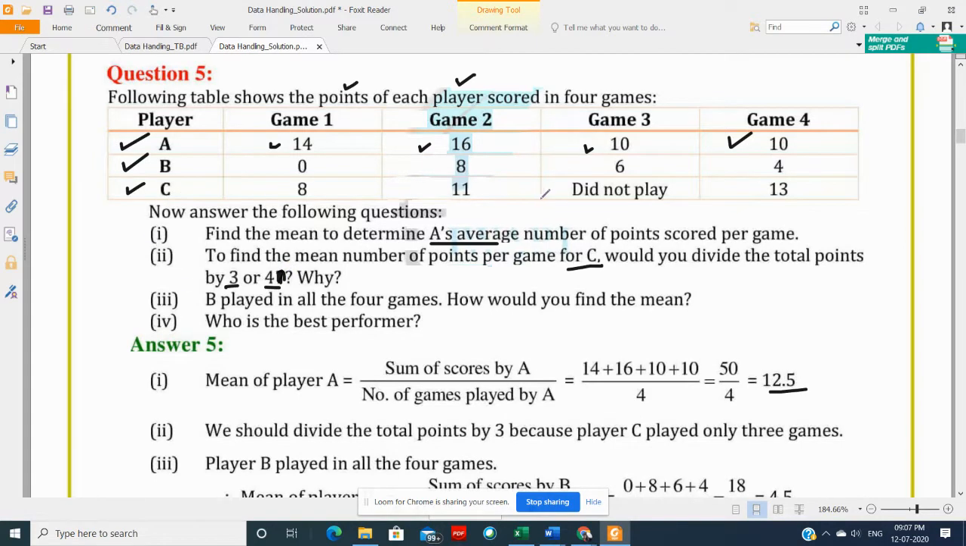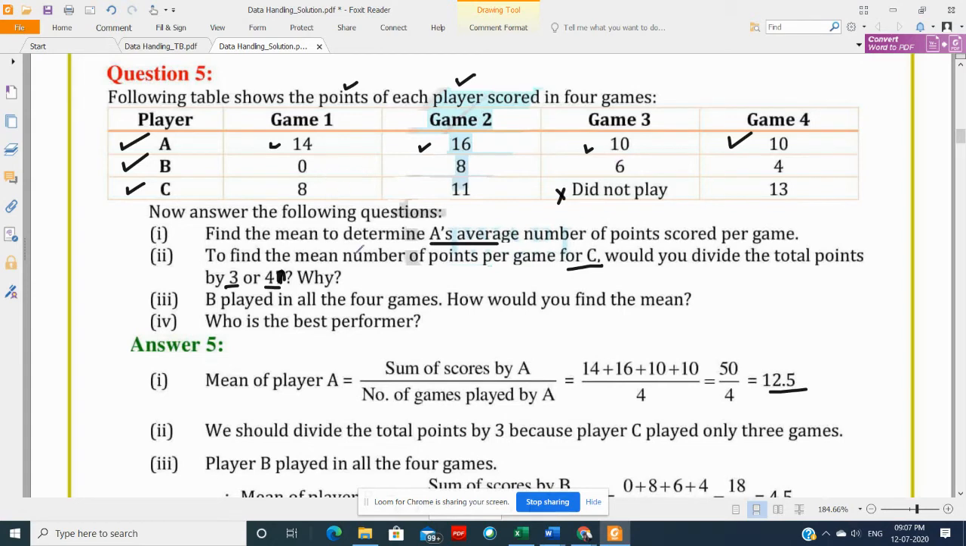So C ने क्या किया है? Actually एक गेम C ने नहीं खेली है, that is third game. Okay, so 1, 2, 3. So total number of games he has played is 3. So naturally we would be dividing it by 3. Why would we divide it by 4? Because उसने एक गेम तो खेली ही नहीं है, third game.